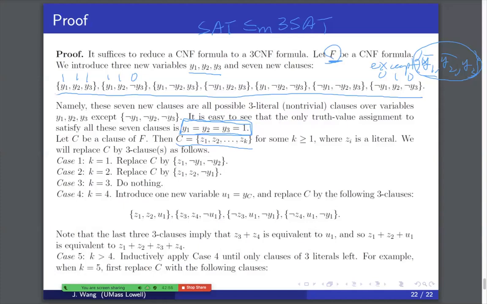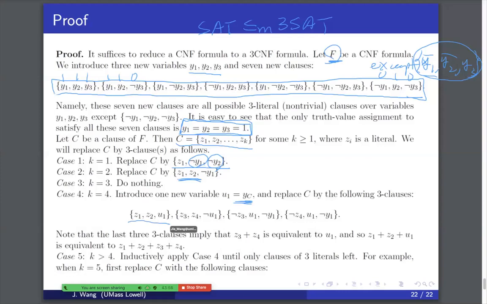Case one is simple, because a clause z1 can just be replaced by this set of 3CNF clauses. We know that these clauses are all true only if you assign y1, y2, y3 to be true. That means these are false, so this is equivalent to z1. Likewise, when k is equal to 2, this is equivalent to z1 or z2. And when k is equal to 3, you don't need to do anything. Then when k is equal to 4, this is what we're going to do. We introduce another new variable, let's call it yC, where C is the name of the clause, and replace C by the following three clauses.